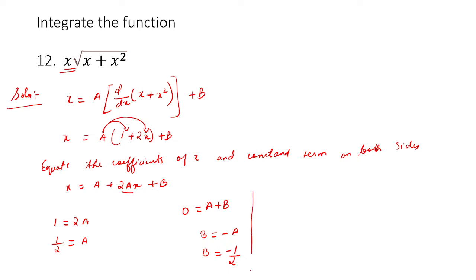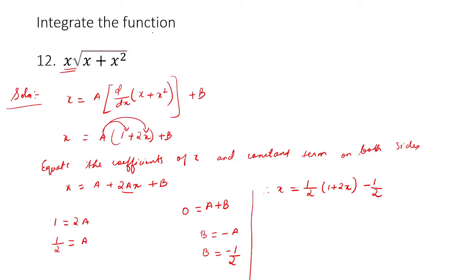After you're done with this, therefore your x becomes, replace a with half, so half into 1 plus 2x, and replace your b with minus half, so it's just going to be minus half. Clear? So this is what we have for x. Clear? Now we shall go with the integration.